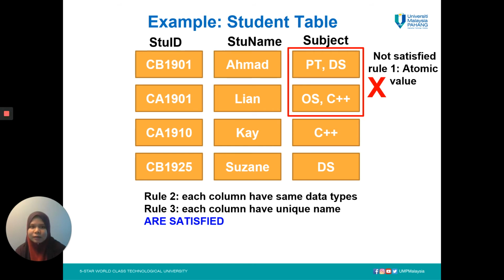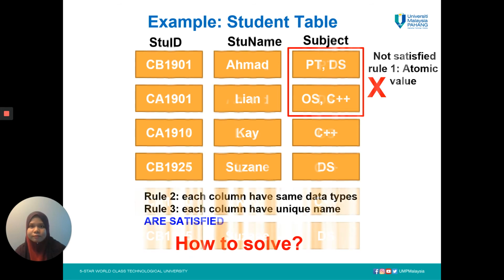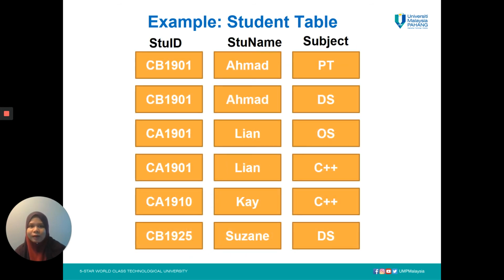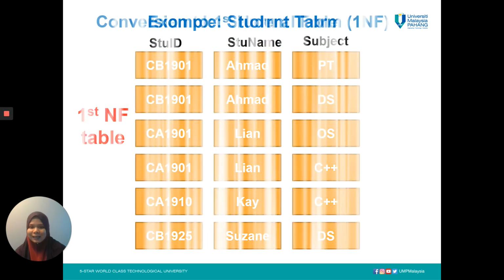So how to solve this problem? You need to have this kind of table, where you write down the name for Ahmad on separate rows because we want to have atomic values. Lian also has two rows of information. So this is how we write down the first normal form table. I hope that you understand.